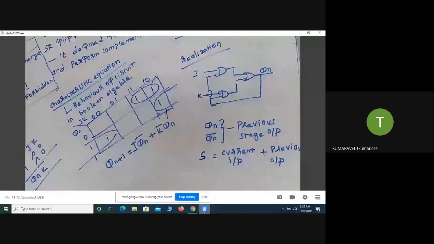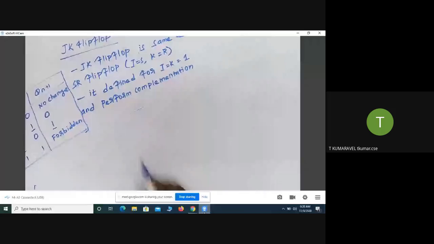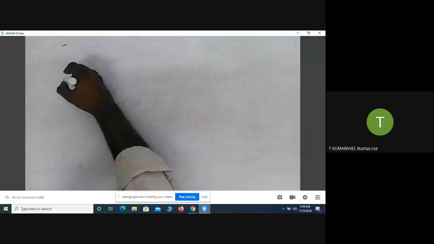Yes, sir. So next, I'm going to introduce another terminology that is called an excitation table. I'm going to tell what is the meaning of excitation table.